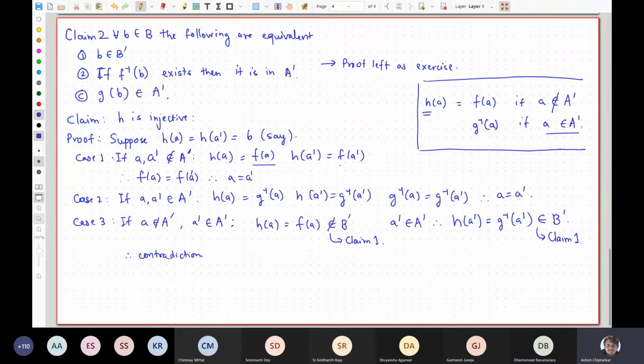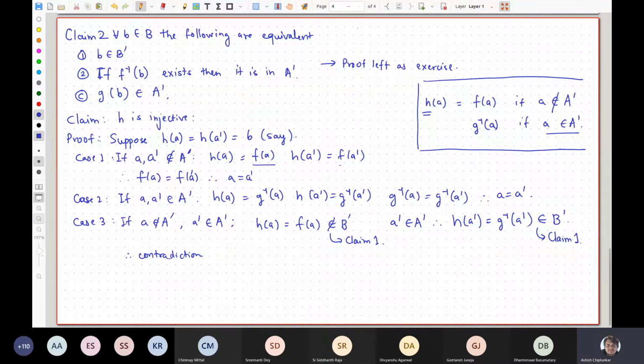Right, so we said H of A is equal to H of A prime, but here we said H of A is not in B prime, and here we said H of A prime is in B prime, so they cannot be equal. Okay, any questions so far? Right, so what are we left to prove? We are only left to prove that H is surjective, and then we are done.